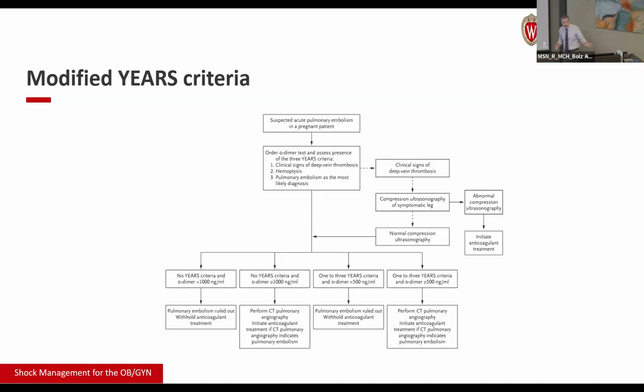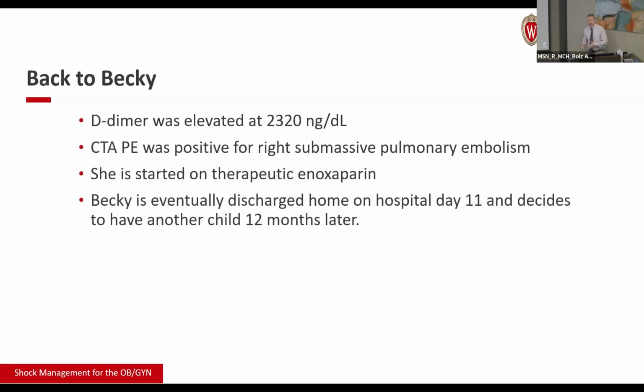So if you get called to Becky's room, you go through this sort of algorithm, you figure out, do I need to order the CTA? And then if they have a PE, then you're gonna activate your PERT team, okay? So her D-dimer was elevated at 2,300, CTA was positive for a right submassive pulmonary emboli. She got Lovenox, and then was sent home, and guess what? Wants another baby.